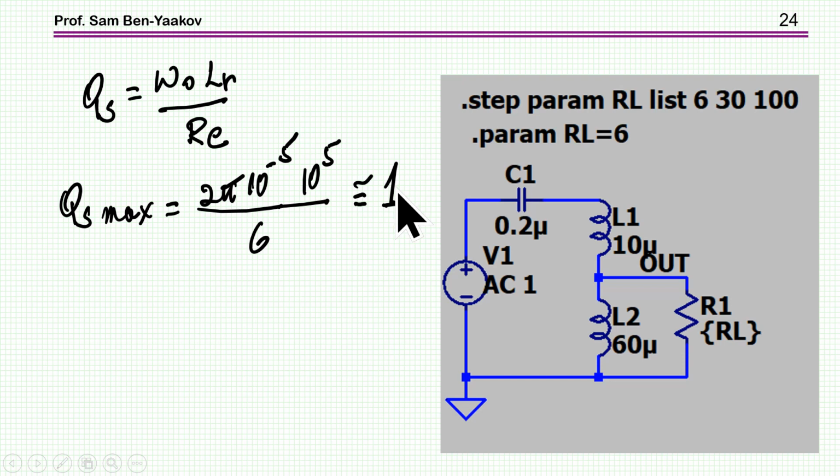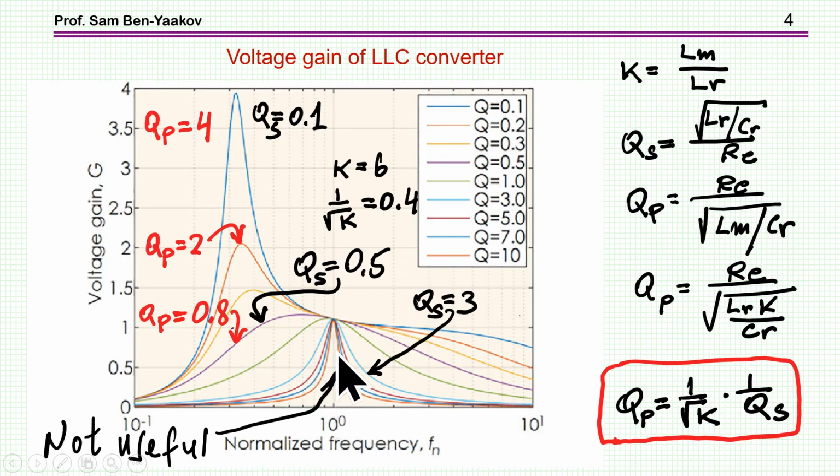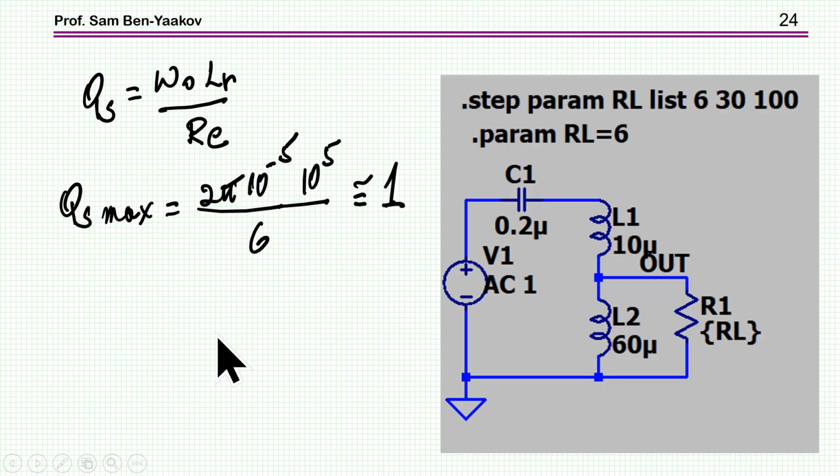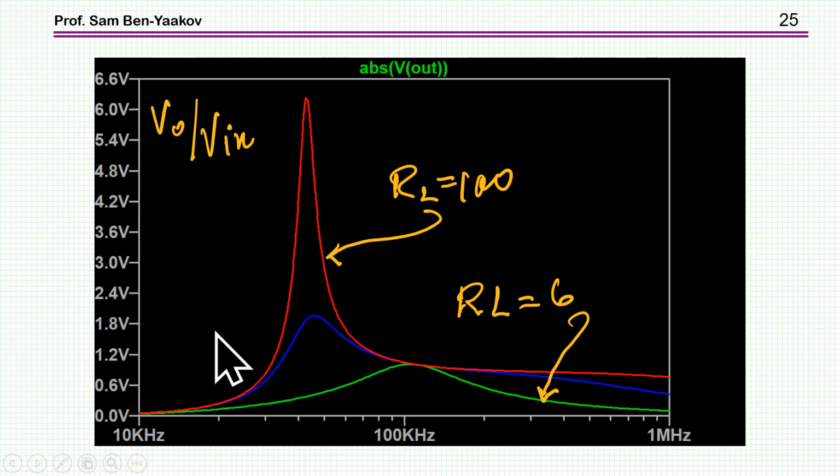This is bad. This is not compatible with the LLC requirements for gain. That is, we are in this region, which, as I've already mentioned, is not an operating region for LLC. You have to have Q sub S small, like 0.2, and smaller, or Q sub P high. So there seems to be a problem here. And indeed, if I look up the response, this is what I have.